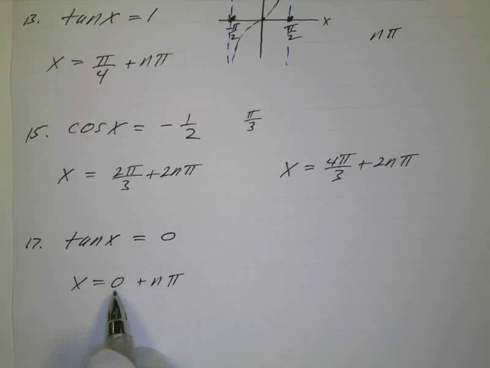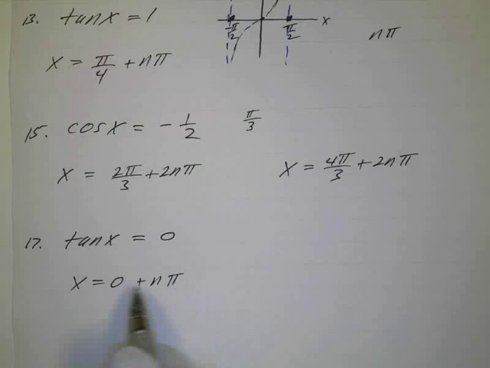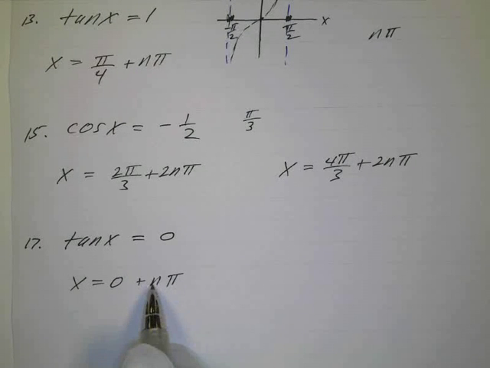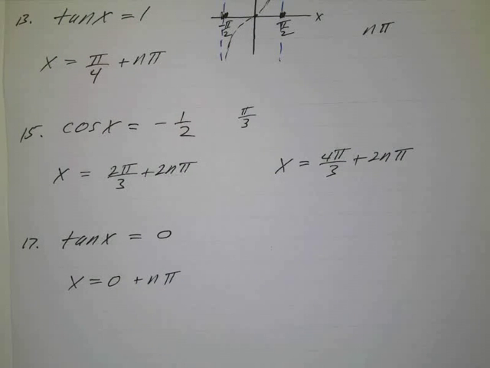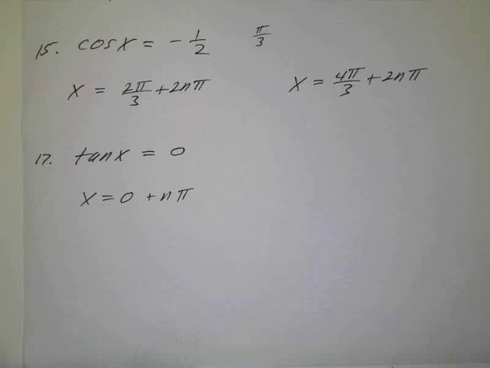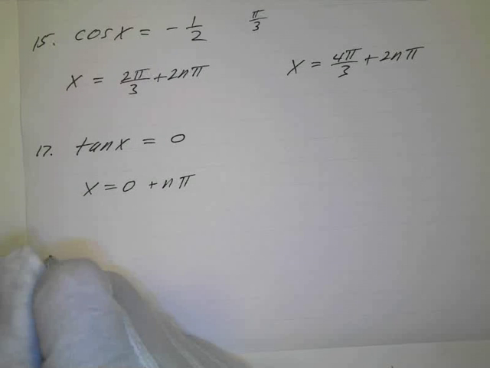In other words, when n is 0, it's 0. When n is 1, it's pi. When n is 2, it's 2 pi. When n is 3, it's 3 pi. When n is negative 1, it's negative pi. All those will give you the tangent of 0. And you can check that on your unit circle. Just keep going around your unit circle. So relatively easy. Number 19.